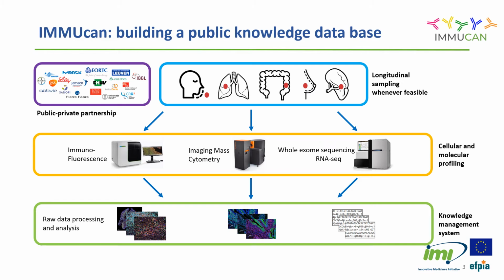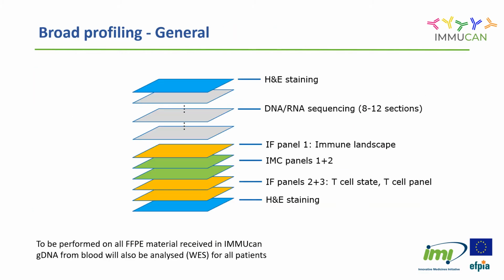So to address these shortcomings, the IMMUcan Consortium has been formed. It's a public-private partnership funded by the European Union. We have 5 indications of interest, and we want to profile up to 3,000 patient samples. All tumor samples, so it's head and neck, lung, colorectal, breast, or renal cancer, will undergo the same profiling pipeline consisting of cellular analyses as well as tumor sequencing. The data will then be uploaded and integrated in the knowledge management system, which is our database.